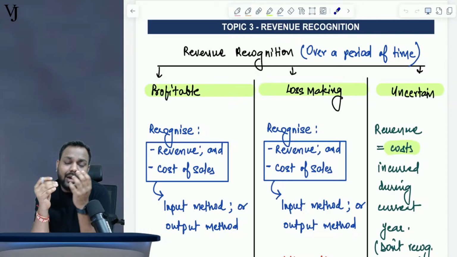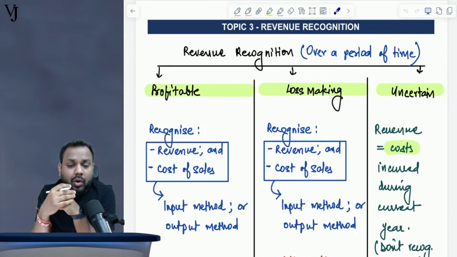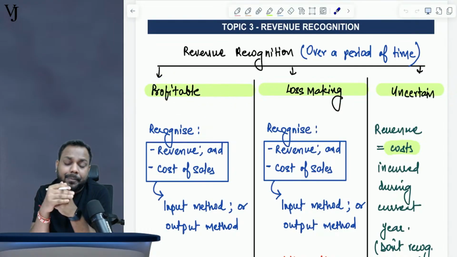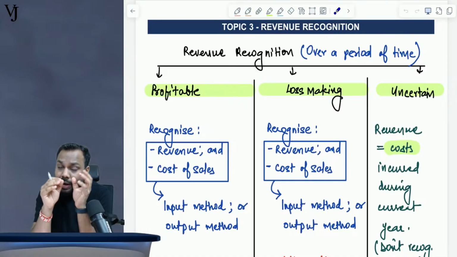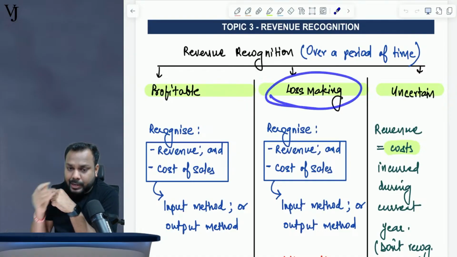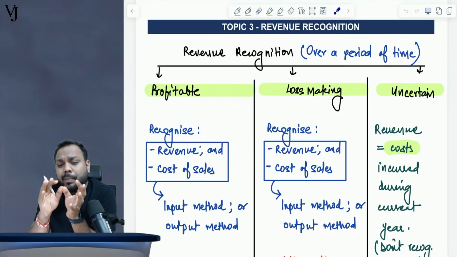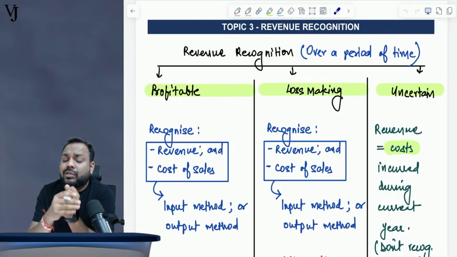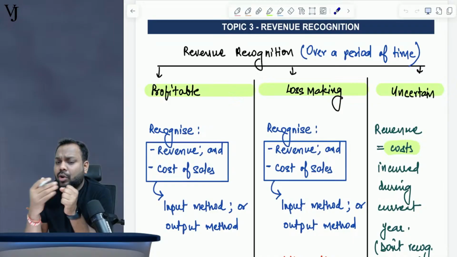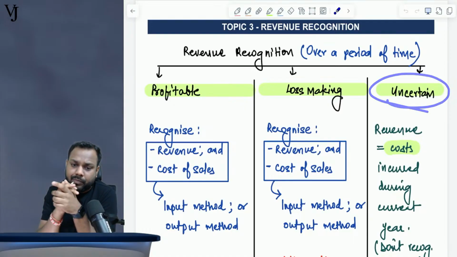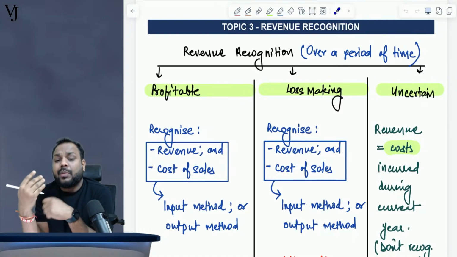Let's suppose the contract price is 100 and the total estimated cost is 80. So 100 minus 80, 20 is a profit, so it is a profitable contract. Let's suppose the total contract price is 100 but the estimated cost is 112. So 100 minus 112, 12 is the loss, so it's a loss making contract. But now let's suppose we have completed only 5% or 6% of the project, meaning we are at the very initial stage, and determining whether it is profitable or loss making is not possible as of now. In that case we say it is uncertain. We don't know whether it will be a profitable or a loss making contract.